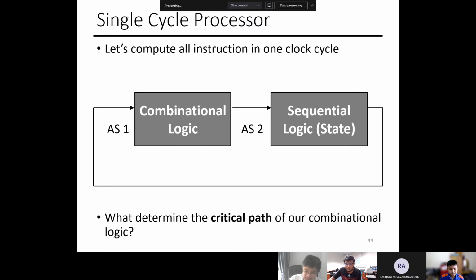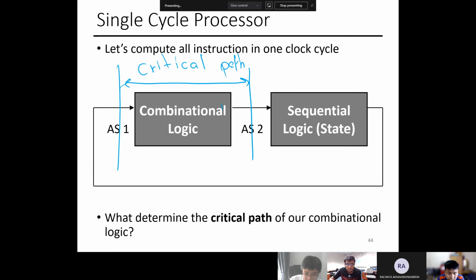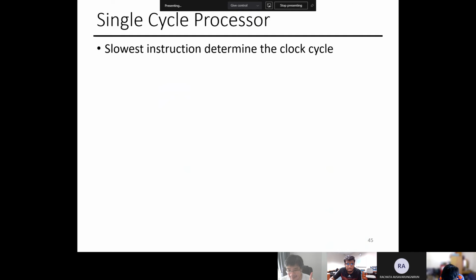So the critical part is at this point. It's the time it takes for me to guarantee that every single instruction finishes whatever it has to do. So what determines the critical path of the combinational logic? If you think about it, let's say you have 1,000 instructions that you have to support in your ISA. The critical path essentially is the slowest one.